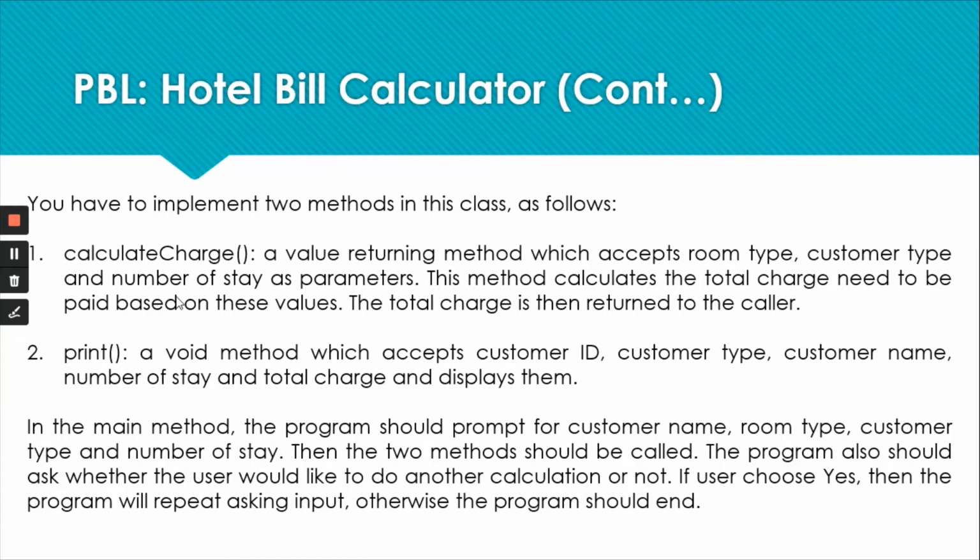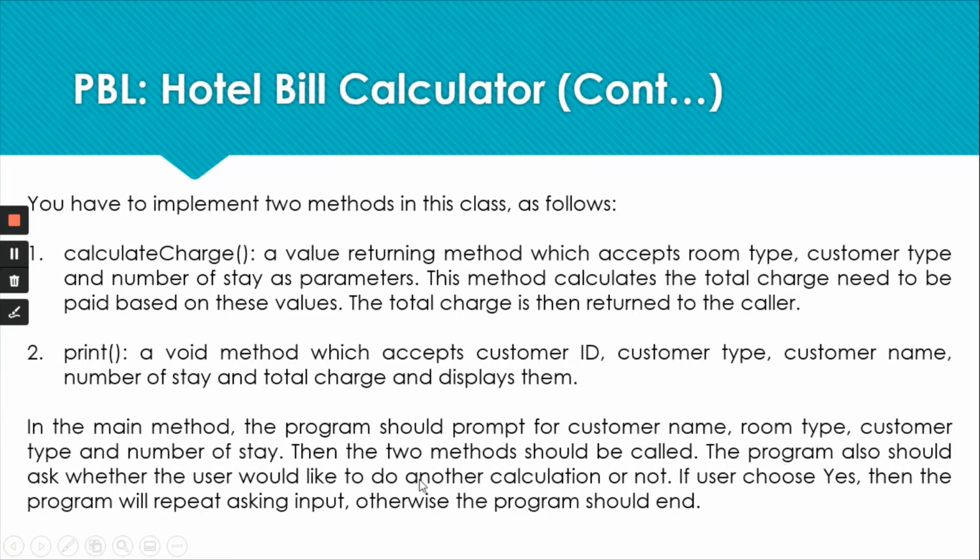And the second one is the print method, a void method which accepts customer ID, customer type, customer name, number of stay, and total charge, and displays them. So this is just a void method to display the information. Okay, those are the two methods that you need to create. In the main method, the program should prompt for customer name, room type, customer type, and also number of stay. Then the two methods should be called from the main.